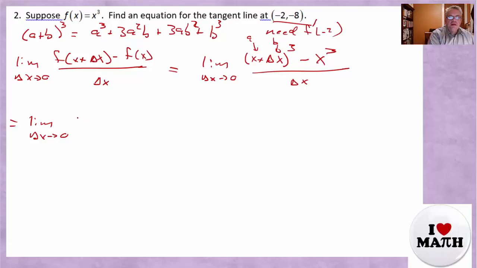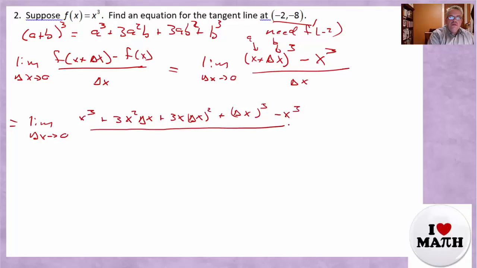Okay, so if I just substitute, a cubed would be x cubed plus 3a squared would be x squared times b, that's delta x, plus 3a would be 3x times b squared, that'd be delta x squared, plus b cubed would be delta x cubed. Wow, I did it. I expanded that. Minus x cubed all over delta x.